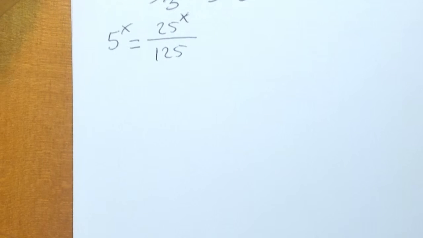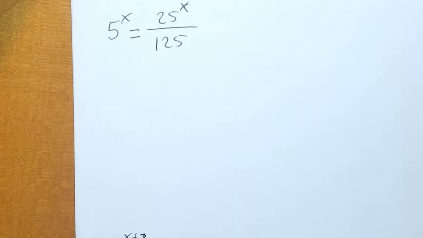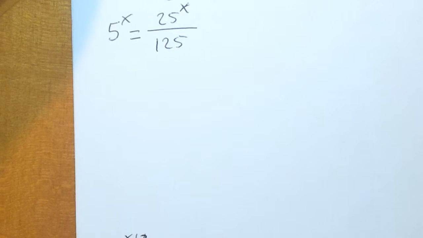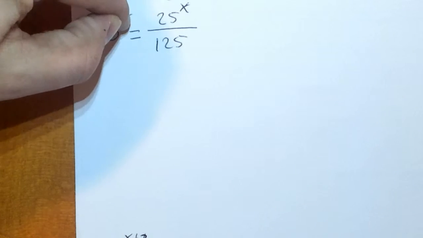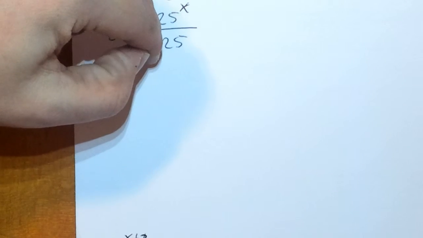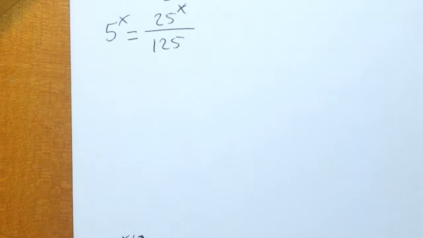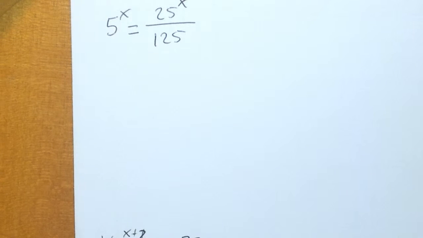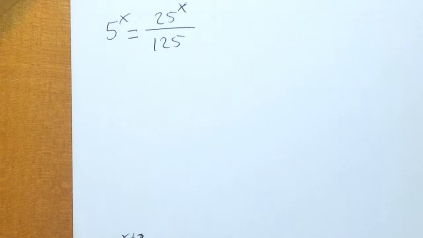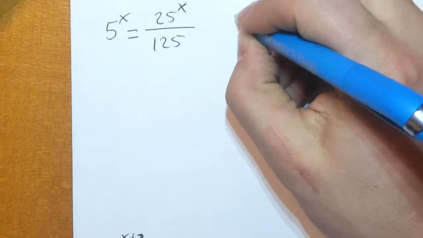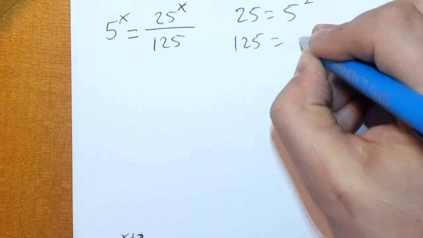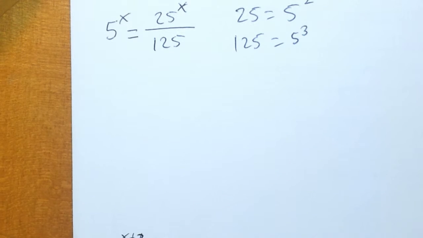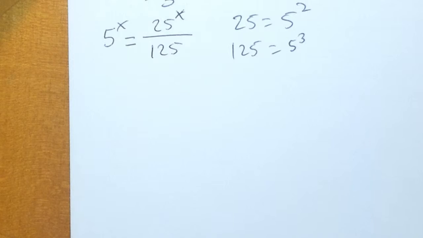Here's one that I've already seen has given some people some fits. I'm not going to lie, it's actually a harder one, but it shouldn't be too bad. So looking at this, I've got 5 to the x, and I've got 25 to the x over 125. Just going out on a limb here, I probably want to change things to a base of 5 and make life a little easier. Okay, things to remember here: 25 is 5 squared, 125 is 5 cubed. So again, knowing some of those extra powers is helpful.